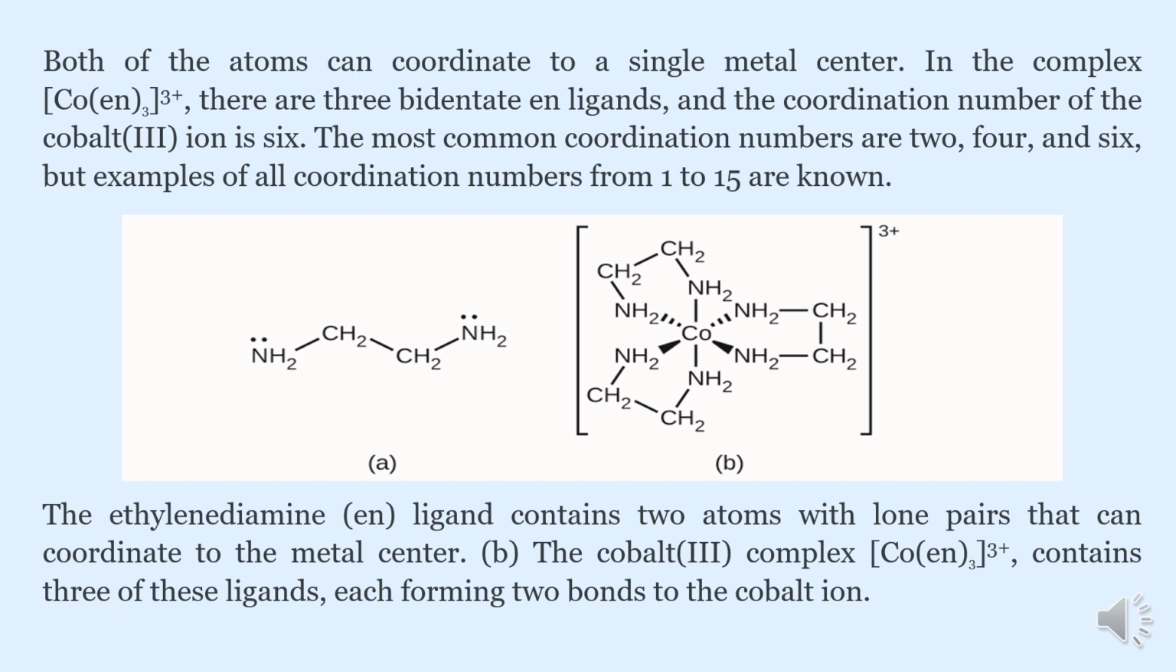In the complex tris(ethylene diamine)cobalt, there are 3 bidentate ligands, ethylene diamine, and the coordination number of cobalt is 6 because each ethylene diamine is a bidentate ligand, and we have 3 of them. 3 multiplied by 2 equals 6. Therefore, the total coordination number is 6. The most common coordination numbers are 2, 4, 6, but examples of all coordination numbers from 1 to 50 are known.